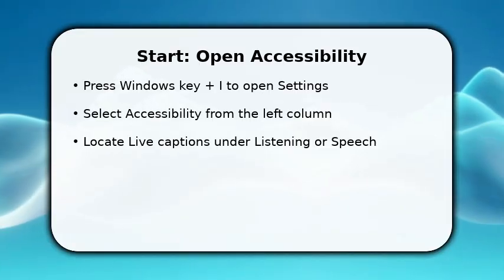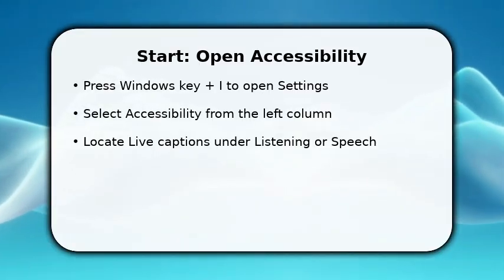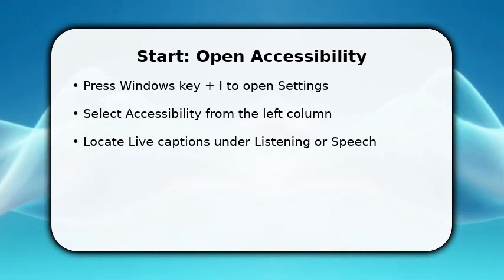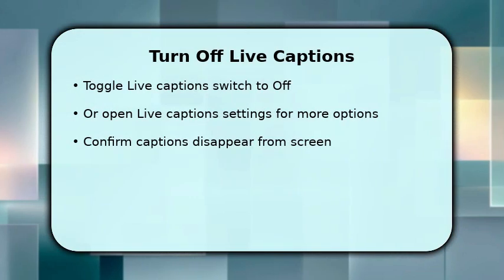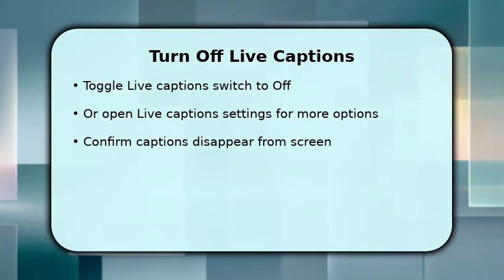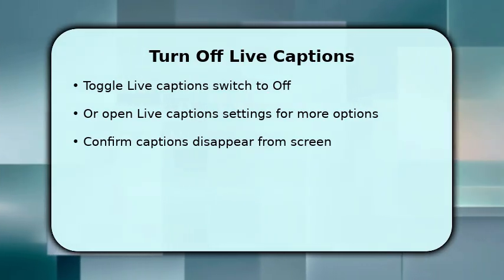Make sure Windows is updated enough to show the live captions option. Then move to the control to toggle settings. Now toggle the live captions switch to off. This action immediately stops caption generation.